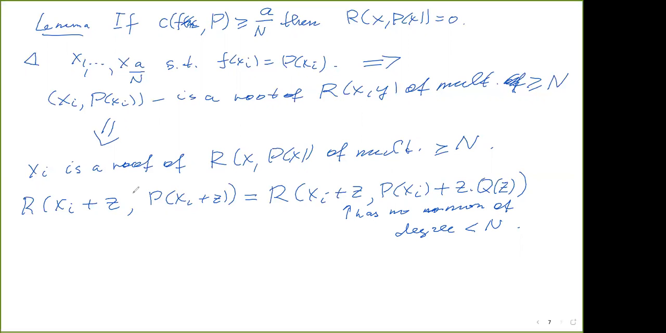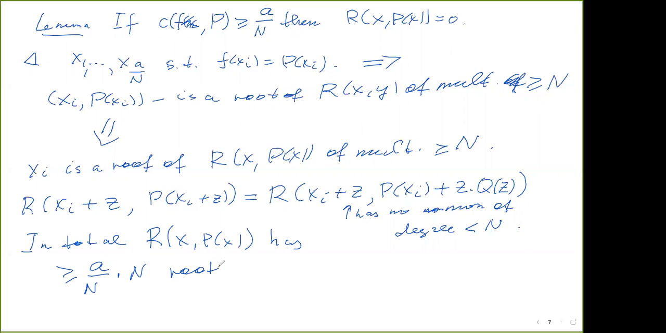Now we have a over n such x's. So in total, that polynomial R of x, p of x has at least a over n times n roots, sorry, at least, not more, roots counting multiplicities.